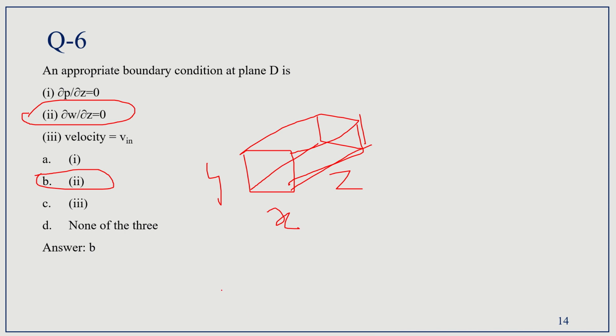Now we'll go to question 7. Flow is fully developed by plane C. So after that it would be ∂W/∂Z is equal to 0.